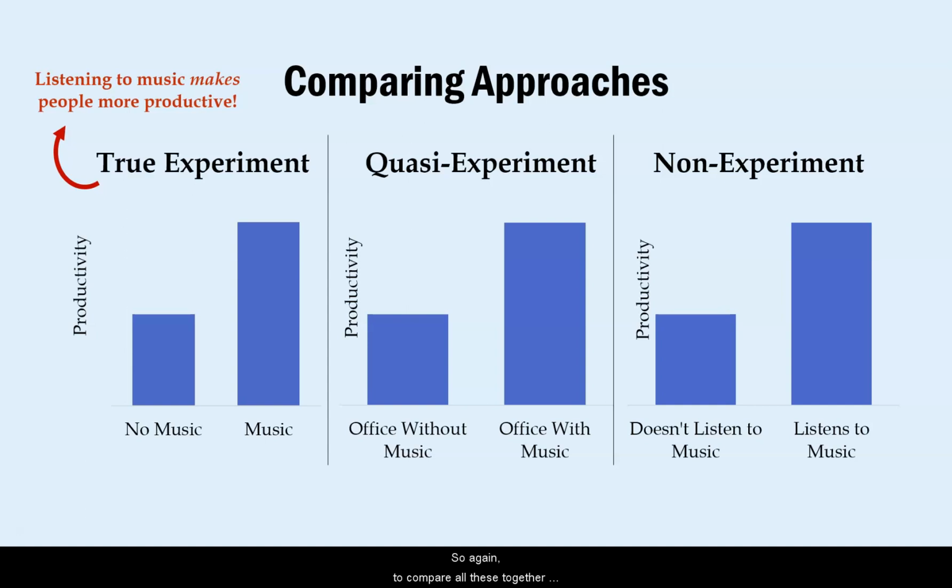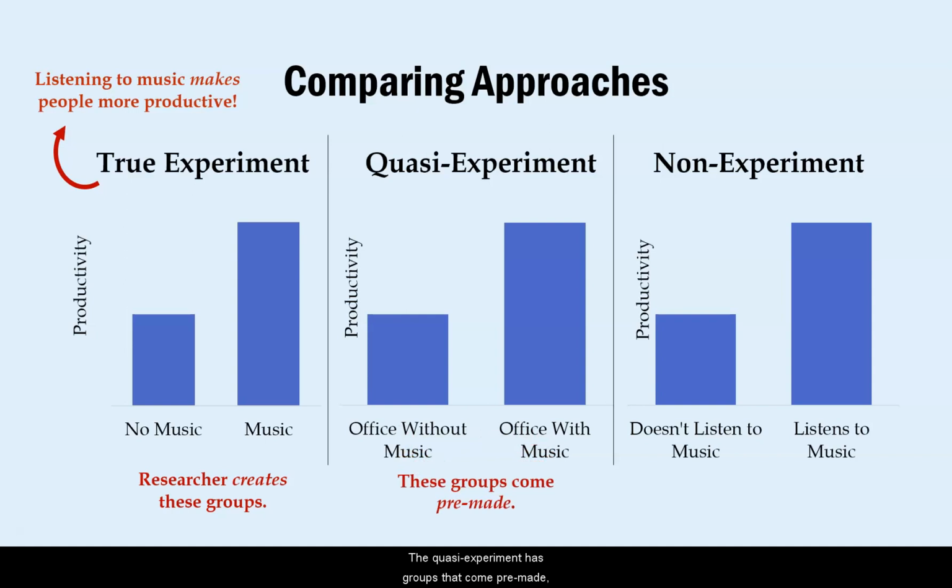So again, to compare all these together in a way that helps you keep them straight, true experiments are true experiments because the researcher creates the groups. It was up to the researcher to randomly assign participants to the no music condition or the music condition.